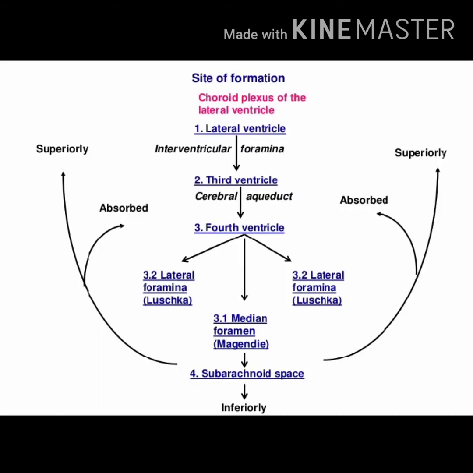Next we will see the summary for the production, circulation and reabsorption process. The site of formation is the choroid plexus of the lateral ventricle. From the lateral ventricle, the interventricular foramen leads to the third ventricle. From there, the cerebral aqueduct leads to the fourth ventricle. In the fourth ventricle there are the lateral foramina and the median foramen. Next to the median foramen, it goes to the subarachnoid spaces.